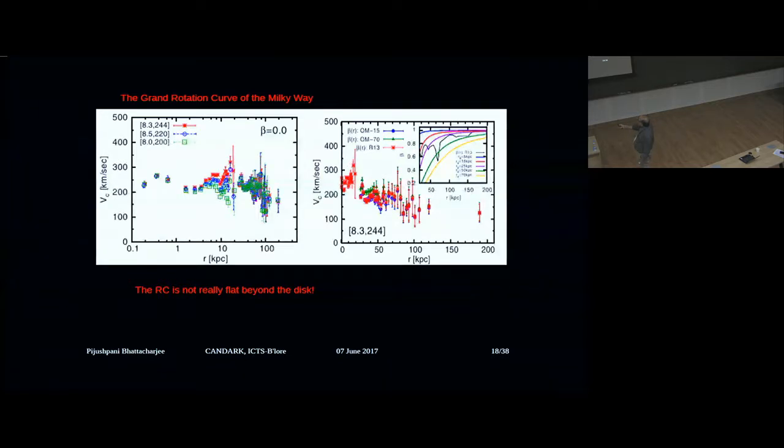These are for three different values of the local standard of rest. This is for radial anisotropy. But you have this data. This is the actual rotation curve data to large distances.